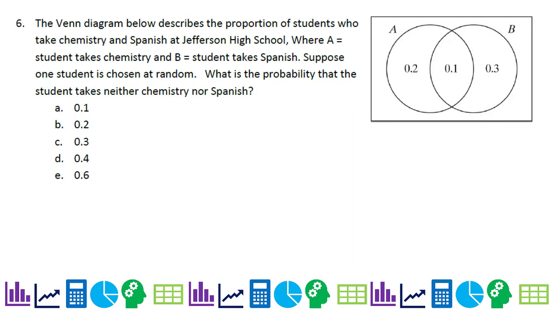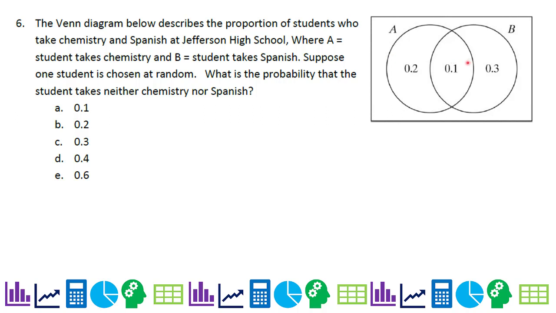Number 6, the Venn diagram to the right describes the proportion of students who take chemistry and Spanish at Jefferson High School. A refers to this circle right here, and B refers to this other circle that's overlapping. So A is a student who takes chemistry, B is a student who takes Spanish.